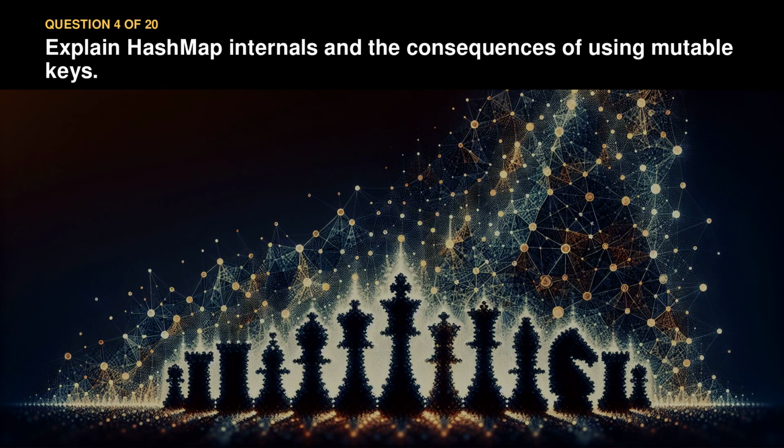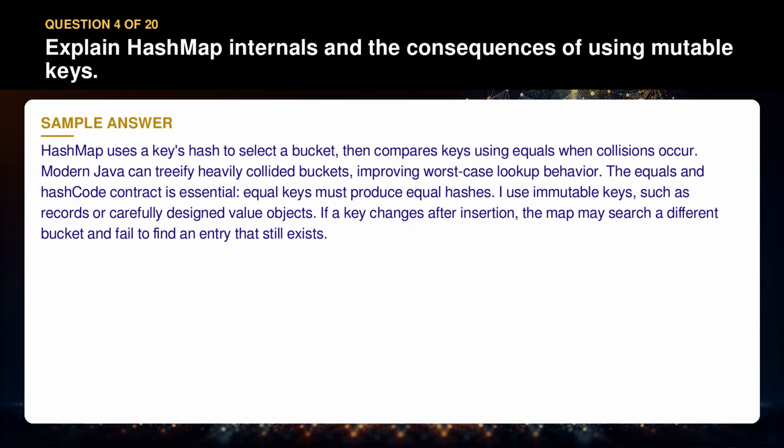Question 4. Explain HashMap internals and the consequences of using mutable keys. HashMap uses a key's hash to select a bucket, then compares keys using equals when collisions occur. Modern Java can treeify heavily collided buckets, improving worst-case lookup behavior. The equals and hashCode contract is essential. Equal keys must produce equal hashes. I use immutable keys, such as records or carefully designed value objects.